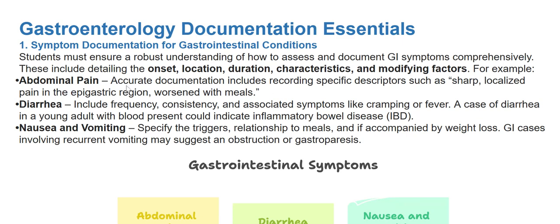For example, abdominal pain: accurate documentation includes recording specific descriptors such as sharp localized pain in the epigastric region worsened with meals. Diarrhea: include frequency, consistency, and associated symptoms like cramping or fever. A case of diarrhea in a young adult with blood present could indicate inflammatory bowel disease (IBD). Nausea and vomiting: specify the triggers, relationship to meals, and if accompanied by weight loss. GI cases involving recurrent vomiting may suggest an obstruction or gastroparesis. And here is a diagram summarizing the gastrointestinal symptoms.